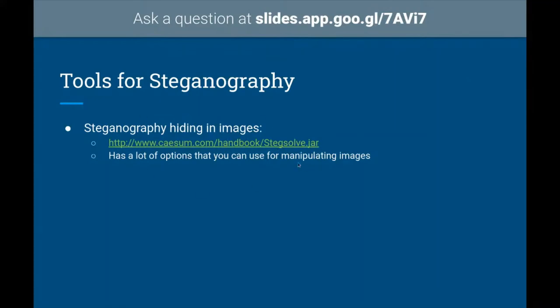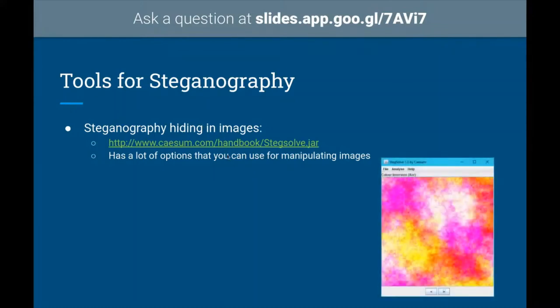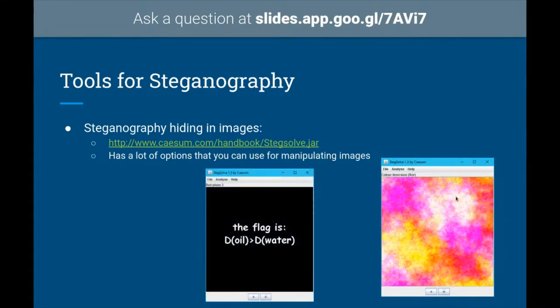This is the most standard tool that you can use to solve a lot of these photo steganography challenges. And here is an example. This is some image, and if I try to view it with certain options, I can see different text.